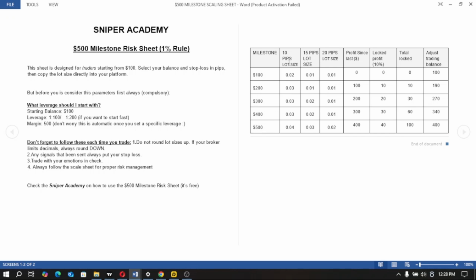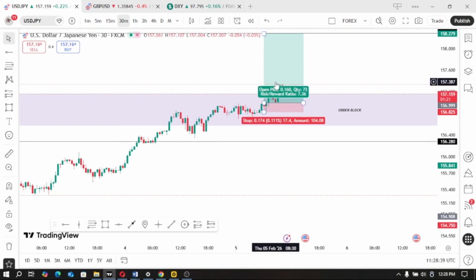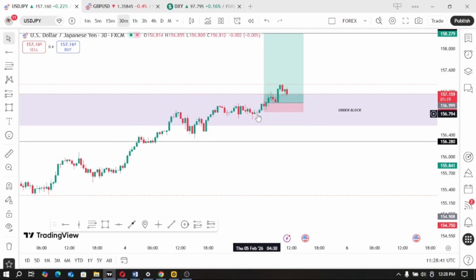All you have to do is follow these three things that I'm about to show you. Now if a signal is being sent to you and you follow or copy that signal, you want to check your stop loss and your stop loss in pips. For example, if Sniper Academy was to send a trade like this, right? You can see the stop loss here is 17 pips. Let me use this one.